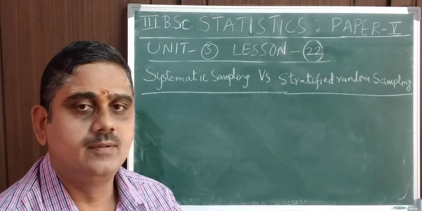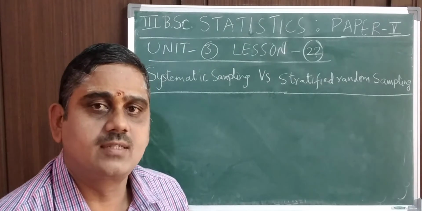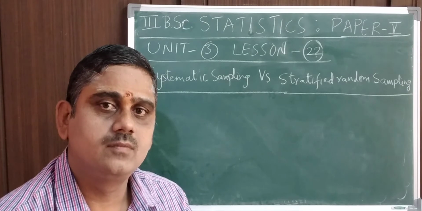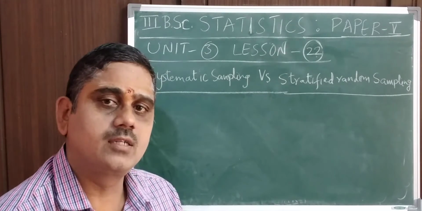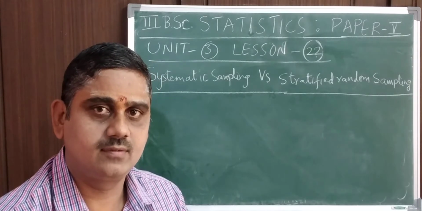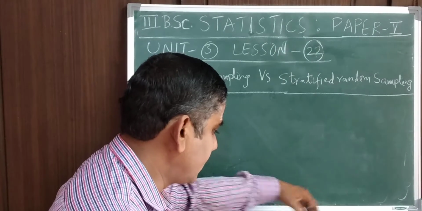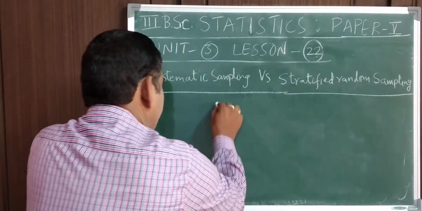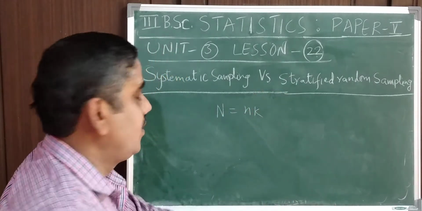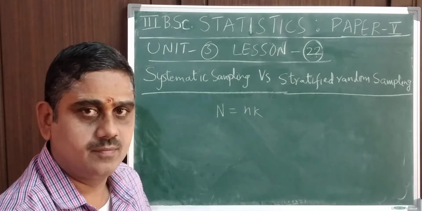In this lesson, we discuss systematic sampling versus stratified random sampling. Usually in stratified random sampling, we consider K strata. Here, in comparison with systematic sampling, we know capital N is equal to n into k.